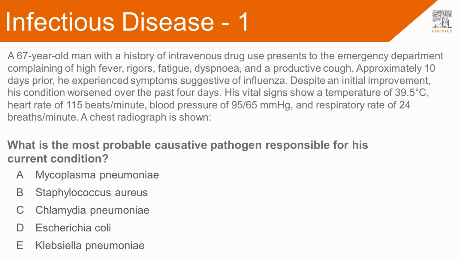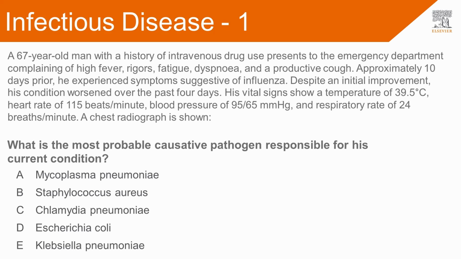The question is asking what's the most probable pathogen responsible for the current condition, and it gives you a number of choices: Mycoplasma, Staphylococcus, Chlamydia, E. coli, and Klebsiella. So before we move on to the chest x-ray, let's go through the question itself. So there's a 67-year-old man with a history of IV drug use, so the demographics are going to be important in this one, I feel.